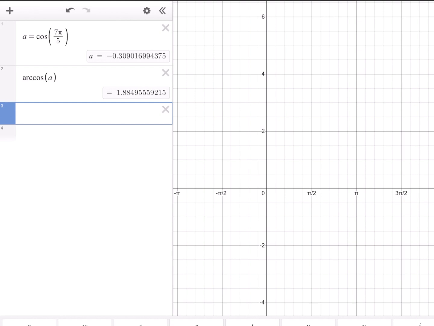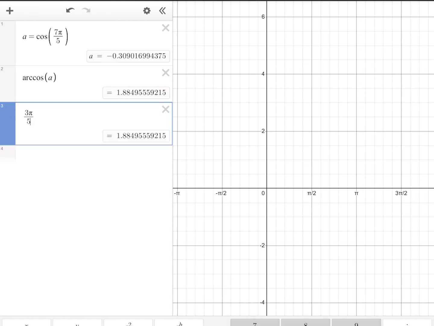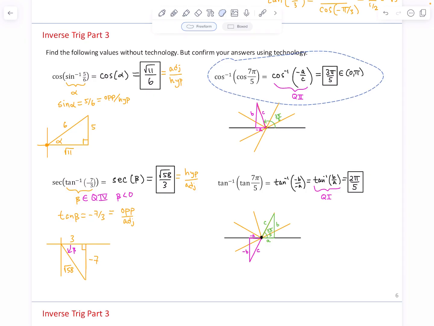And we claim that our answer is 3 pi fifths. And sure enough, we get the same decimal representation. So this confirms that the arc cosine of the cosine of 7 pi fifths is 3 pi fifths, confirming our conclusion up here. I encourage you to verify the other two as well. Okay, next page.